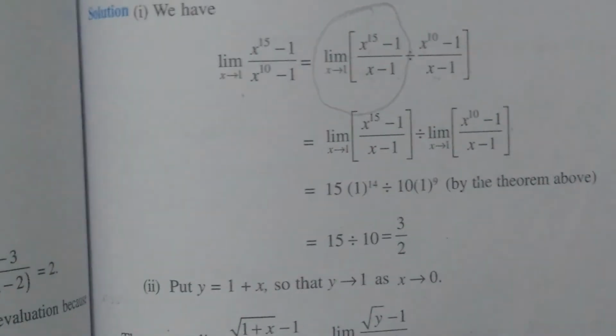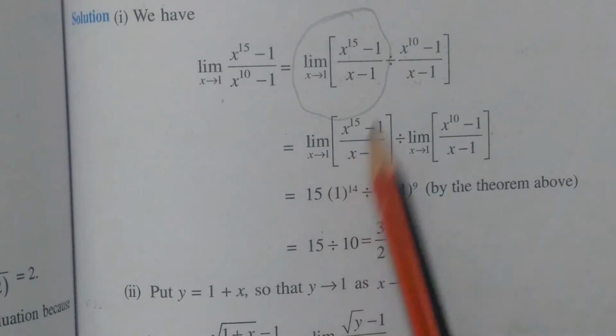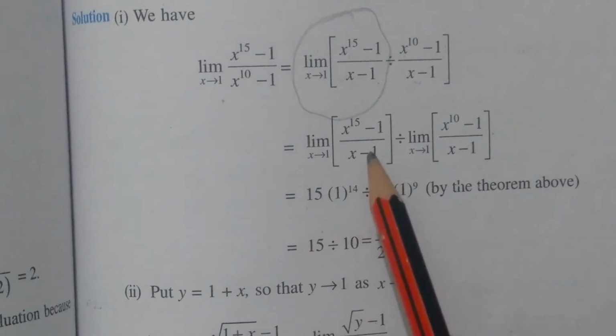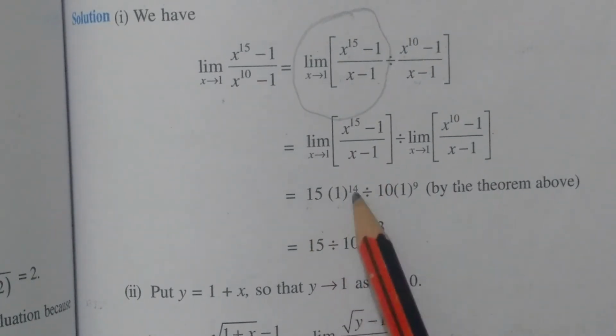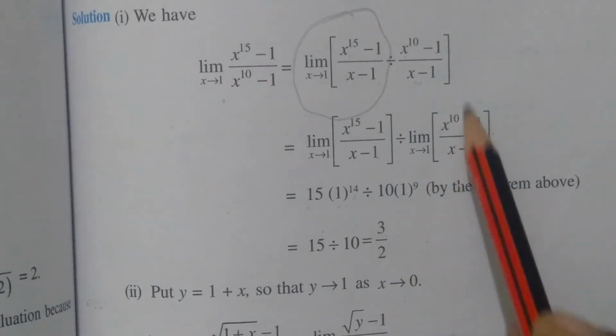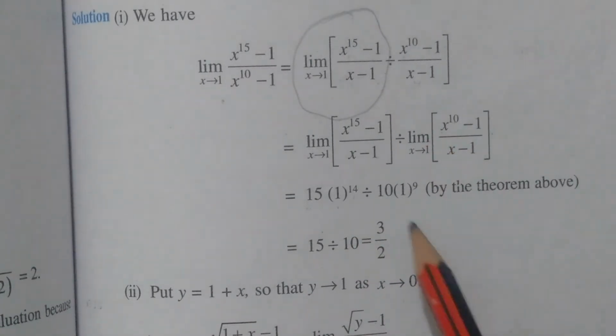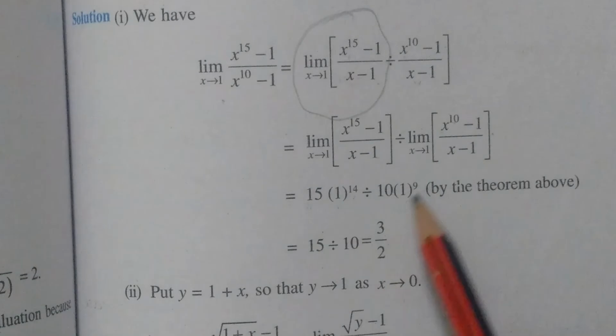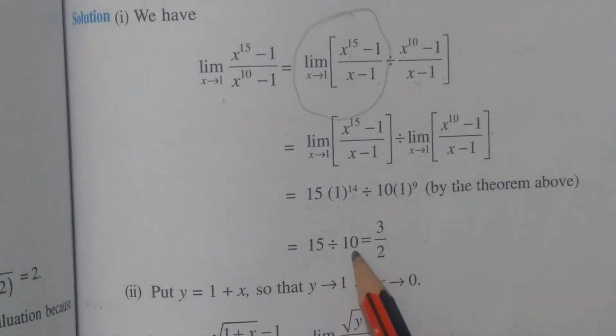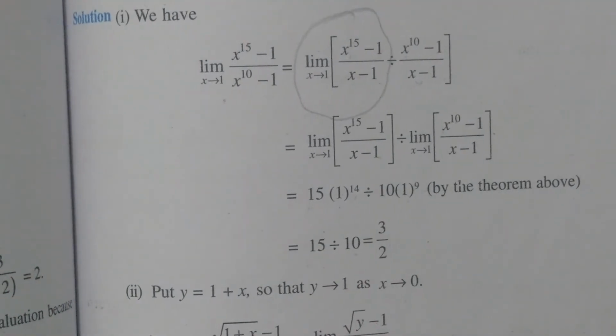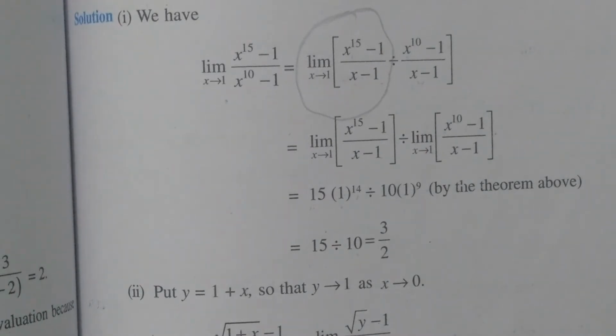So here also we put n equal to 15, and a is 1, so 15 into 1 raised to power 15 minus 1. In the denominator, n is equal to 10, so 10 into a raised to power n minus 1. So 15 divided by 10 equals 3 upon 2, which is the final answer to this question.